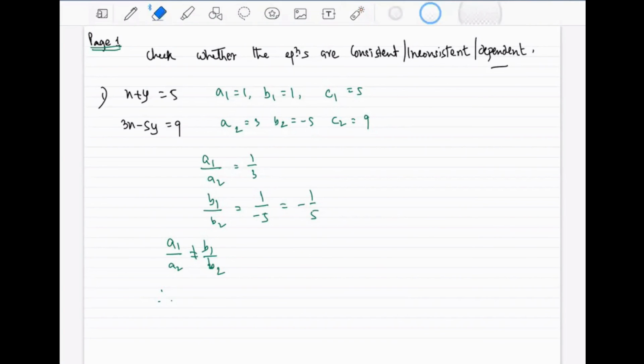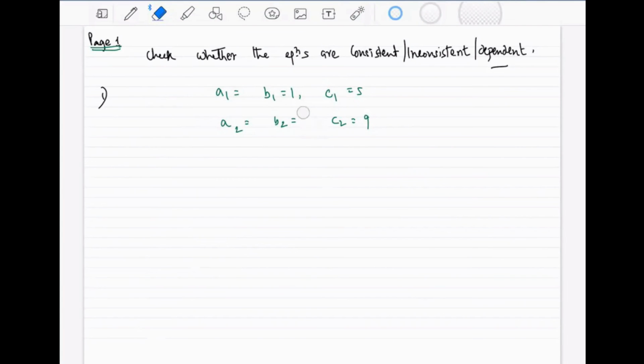Okay, let's move on to the next question. We'll take up one for inconsistent as well. I'm keeping the A1, A2, B1, B2, C1, C2. So Roman number 2, let's take up another. We have got 3x minus 4y is equal to 7, and 9x minus 12y is equal to 21. Okay, let's check whether this is consistent, inconsistent, or dependent.